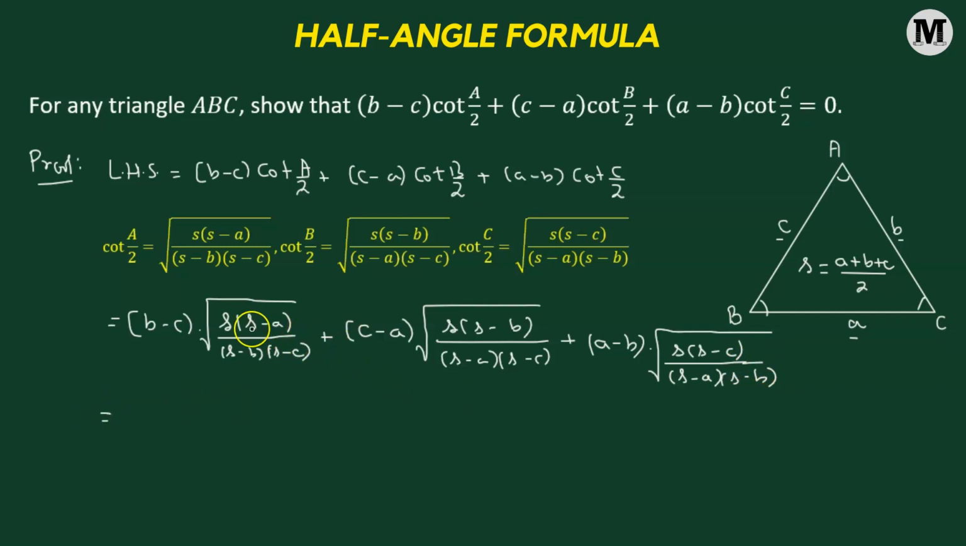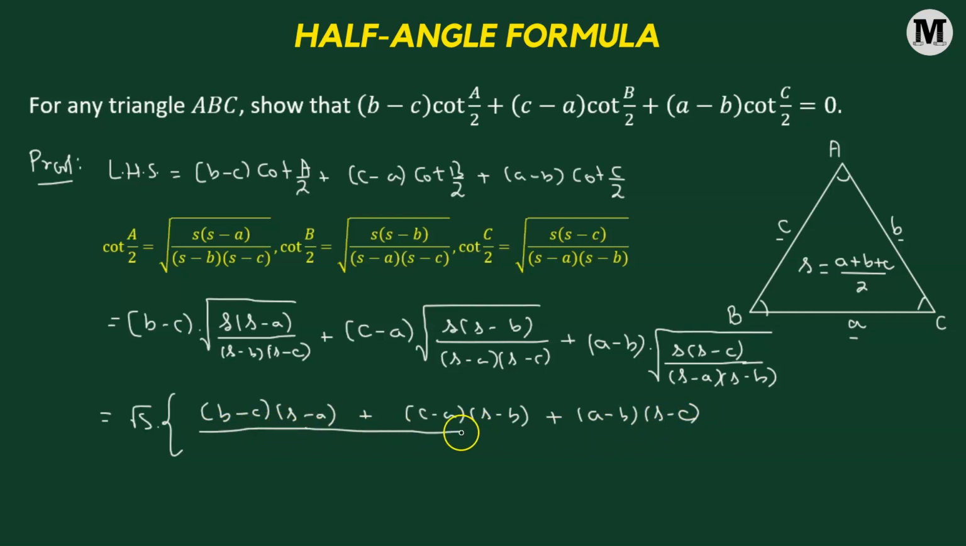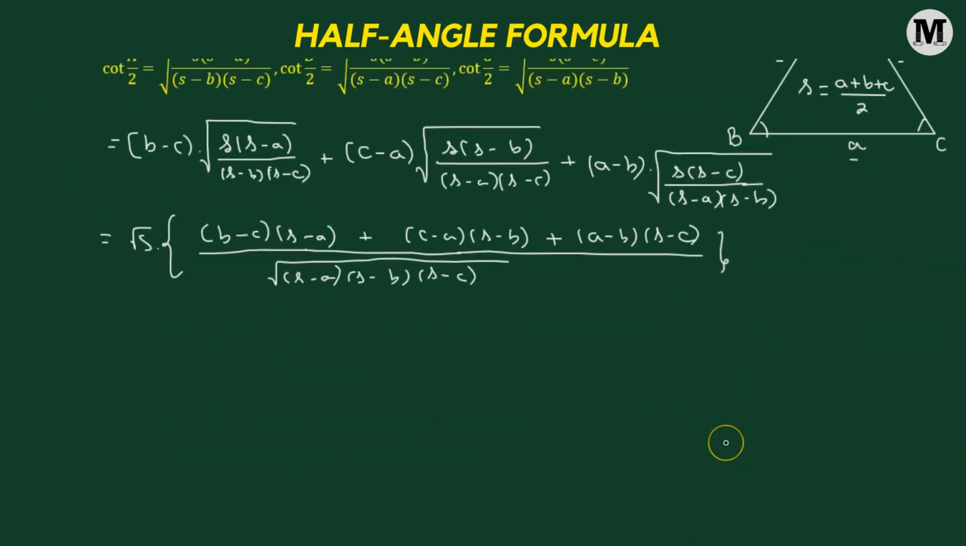Now in each of the terms we'll see that from the numerator we can factor out the square root of S. This is going to help us simplify the problem. So here we're going to add each of the three terms. That's going to give us, in the numerator, (b minus c) multiplied by (S minus a), added to (c minus a) times (S minus b), added to (a minus b) times (S minus c), and the denominator is going to be the square root of (S minus a) times (S minus b) multiplied by (S minus c). Okay, we'll try to compute the numerator portion.